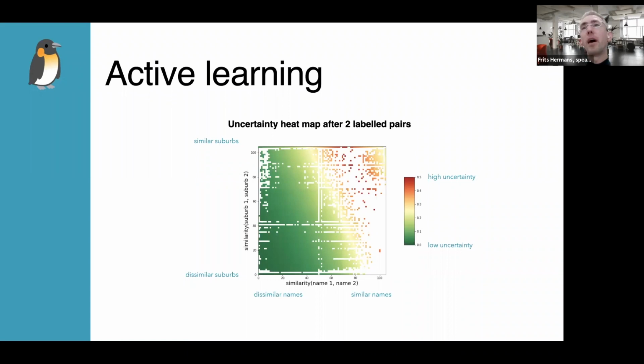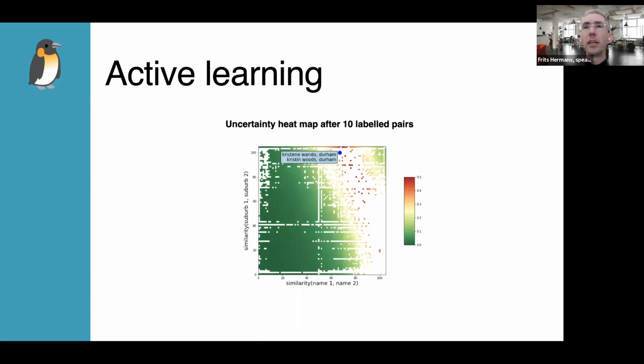This is the uncertainty heat map after 2 labeled pairs. Then Deduplipy will present the most uncertain pair to the user, and the user needs to enter whether it's a match or not. And the pair that is presented is shown here in the plot. So in this case, I would say this is a match, although there are some typos in it. After 4 pairs, the plot looks like this. And if you continue labeling, you see over time that the red area, so the uncertain area, gets much smaller. And after 15 labeled pairs, the model is converged.